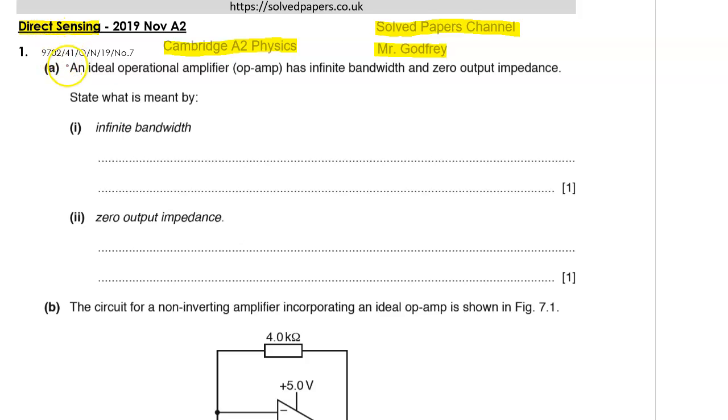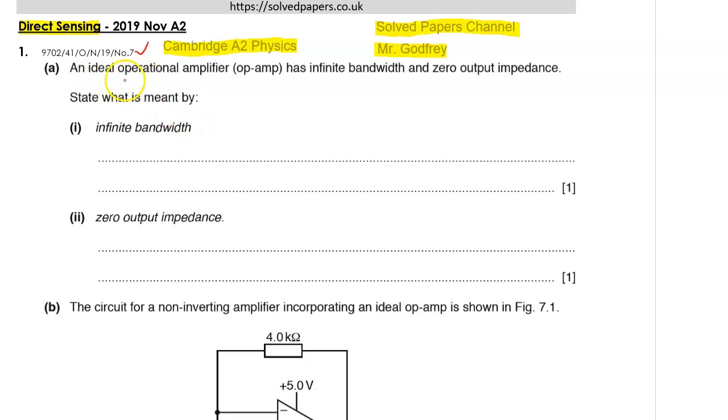This question on direct sensing was set on paper 4.1, October/November, and this was question number 7. So you can use this in every question that I am going to solve. 9702, that's the code for A-level physics in CIE. So you can get this code here to be able to refer to the past paper for variant 4.1. And of course, if you want to check the marking scheme, you will know which question and where to locate it. Very well, let's get started.